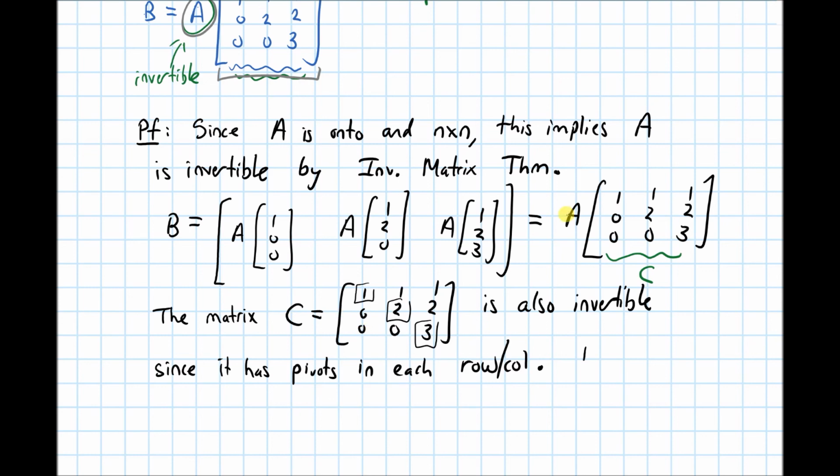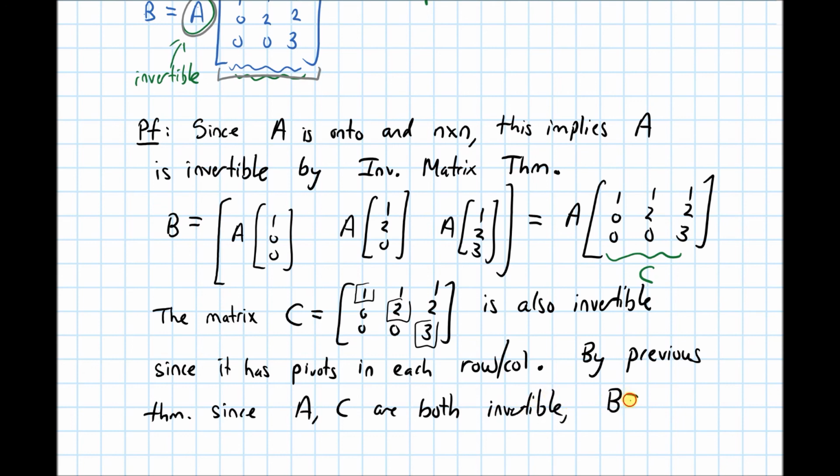Now we know that A is invertible, and we know that C is invertible. So now we can use that previous theorem. By the previous theorem, since A and C are both invertible, that means that B, our matrix that we were interested in, which is A times C, is also invertible. And that's what we wanted to show. We wanted to show that the matrix B was invertible. So at this point, we are done with the proof. I write my symbol with this shaded box that indicates we are now done with the proof.